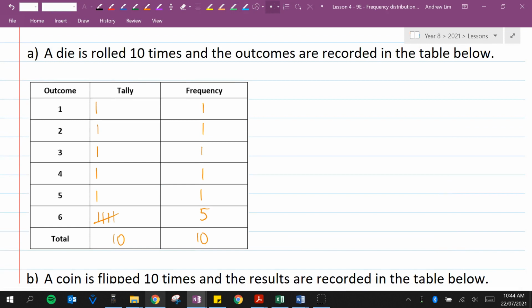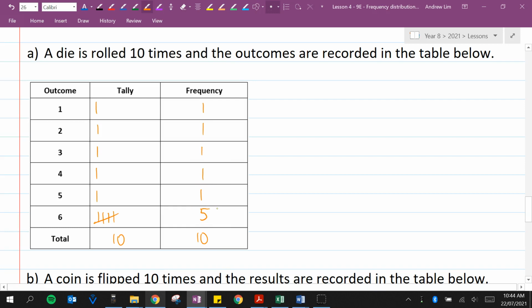Okay, so if there was a question that asks you, well, how many times was the die rolled? Did the die roll a 3? The answer is 1. If the question asks, how many times was a 5 or more rolled? Well, a 5 was rolled 1 time. A 6 was rolled 5 times. So the answer would be 6, 1 plus 5.